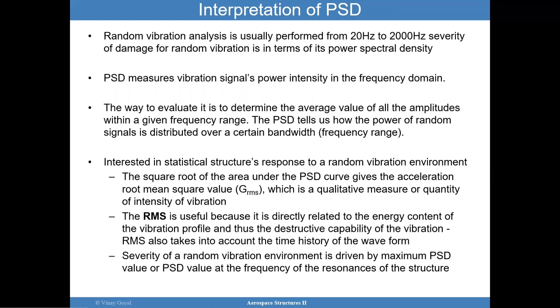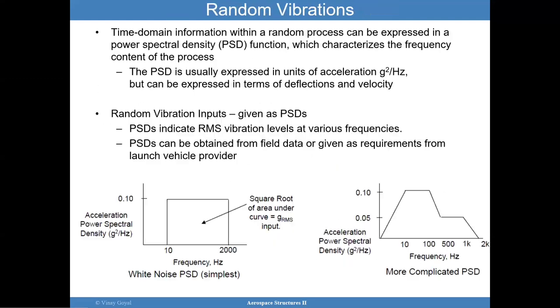The way to evaluate it to determine the average value of the amplitudes is to look at the information within a frequency range. So the PSD will tell us how the power of the random signal is distributed over a frequency range, in essence. We're really interested in the statistical structural response due to the random vibration environment. The square root of the area under the PSD curve gives the acceleration root mean square, GRMS, which is a quantitative measure of the intensity of vibration. Here is an example of that.